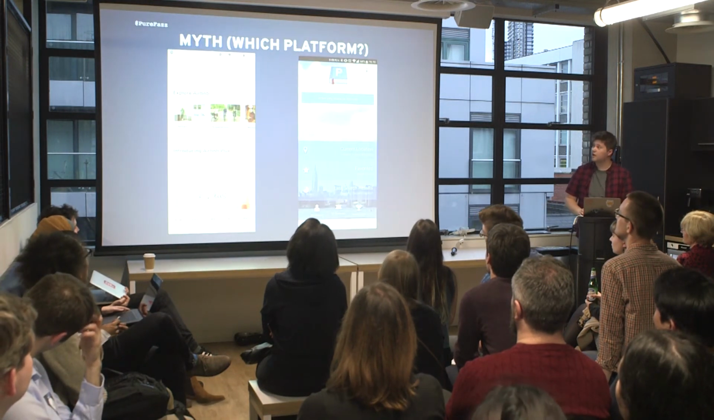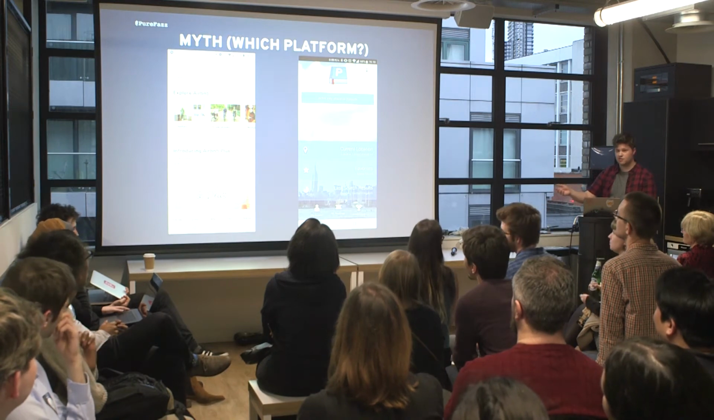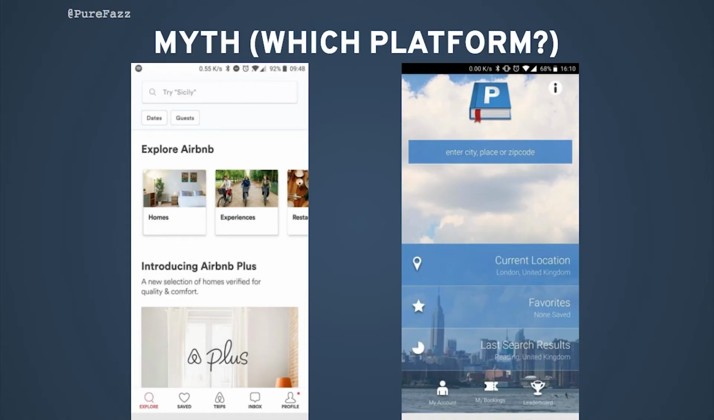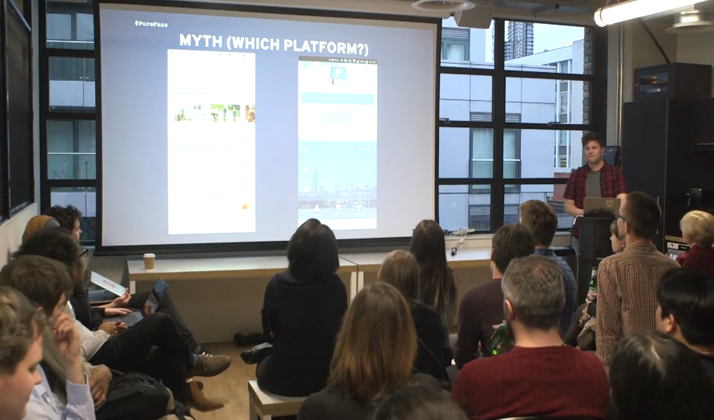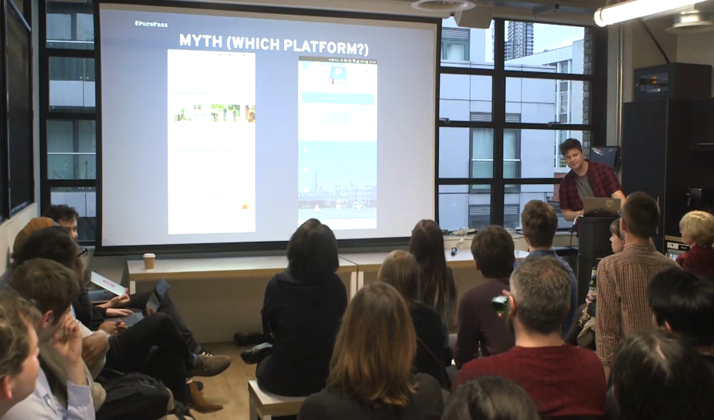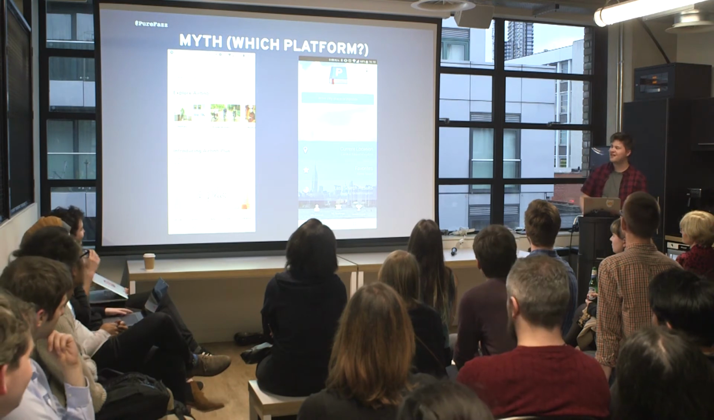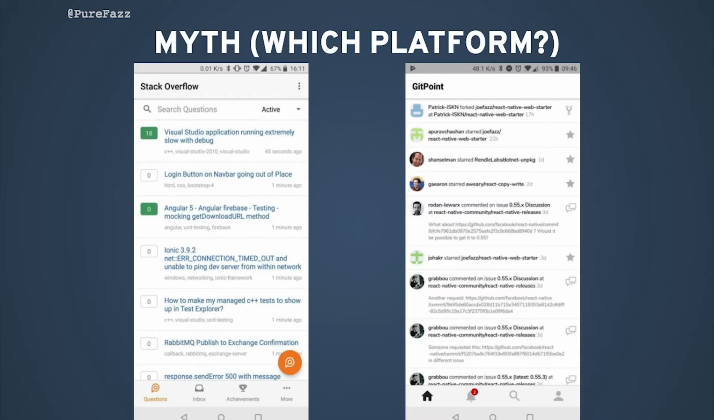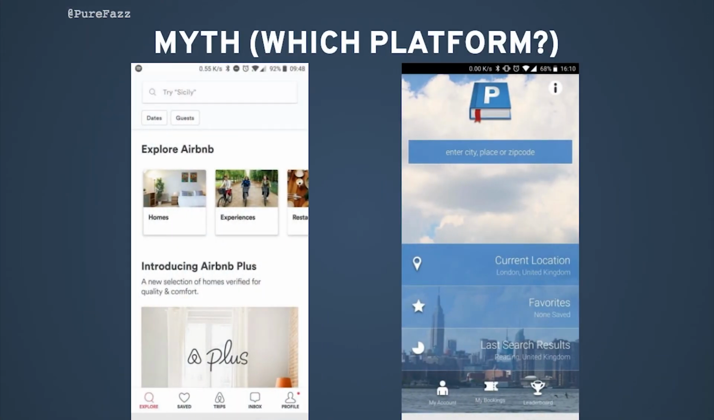Okay. Is Airbnb a native application? Okay, people know this one. I thought they might, but is Parkopedia, if people know Parkopedia, is that a native application? No one? One person, great. So the answer is Stack Overflow is actually a native application, which is disappointing. It's not a very good one. GetPoint is React Native, and it works really nicely. Airbnb, obviously React Native, it's one of the most famous examples. I thought I would include it anyway. And Parkopedia is a native application.